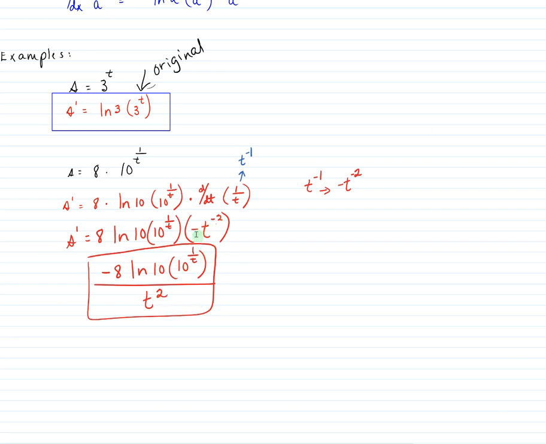Now, this negative 1 here can multiply to the front. So we've got negative 8 ln 10, 10 to the 1 over t. Now what happened to this? We have a negative exponent. So it goes to the bottom and that negative 2 becomes positive 2. So a lot of cleanup there. This one, as long as you have the rule down, you're just plugging in, and then you have some algebra sometimes to clean up. Let's go look at the problems.